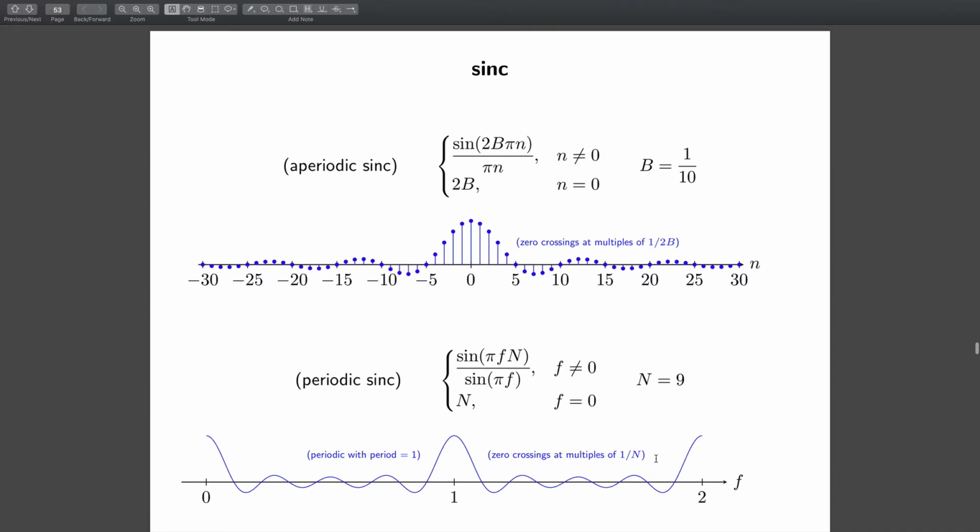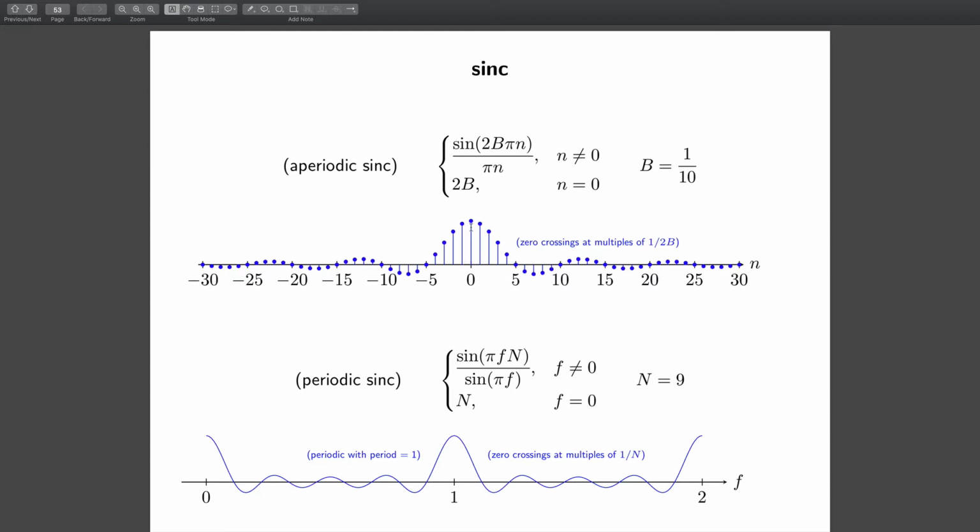Some other commonly encountered signals in our discrete time signal processing class are the aperiodic sinc function shown here at the top. It has the same form as a sinc function you're probably familiar with, but it's only defined at integers. And at time 0, it takes on the value 2b in this case. I've drawn the picture below for the case where b is equal to 1/10, and we note that the zero crossings occur at multiples of 1 over 2 times b. So if you plug in the values, that turns out to be 5.